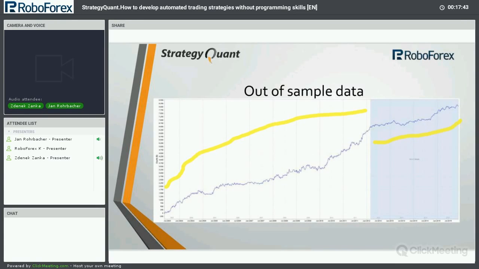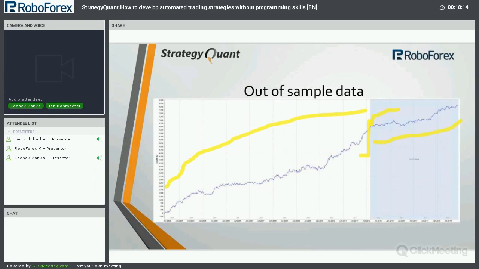And what does it mean? It's very simple. In sample data, we just develop the strategy. So in this white part, we find the trading edge, optimize the strategy, improve the strategy, and simply do the backtest on the historical data. And in this part, out of sample, we have, let's say, blind data. So we just check how the strategy behaves in the future.